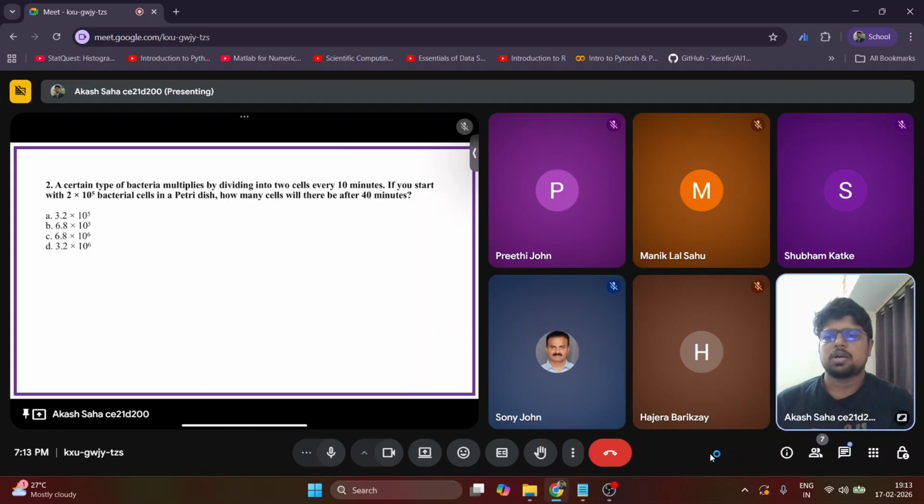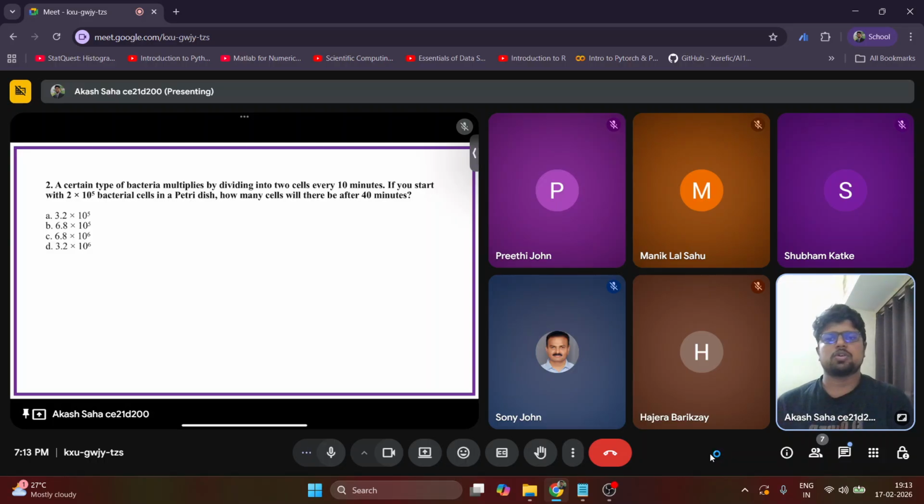Okay. Now a small numerical. It says that a certain type of bacteria multiplies by dividing into two cells every 10 minutes. So it is getting doubled every 10 minutes. So if you start with 2 into 10 to the power 5 bacterial cells in a petri dish, how many cells will be there after 40 minutes?